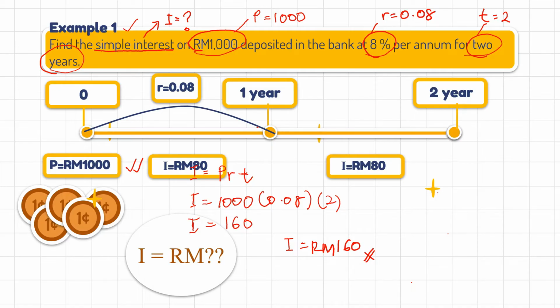That's why here we can say that from 0 to 1 year, we will get 80 ringgit. Then from 1 year to 2 years, we will get another 80 ringgit. Therefore, in 2 years' time, the total interest that we get is RM 160.